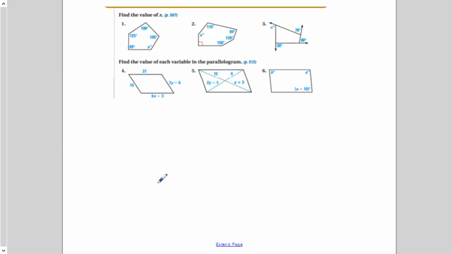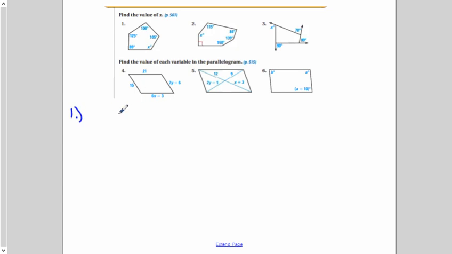So in order to do question 1, what we have to know is, what are all the angles inside of that polygon going to add up to? Now, if it was a triangle, we would add them to 180. Obviously, it's not a triangle. It has 5 sides. It's a pentagon. So what you want to do is use a formula.